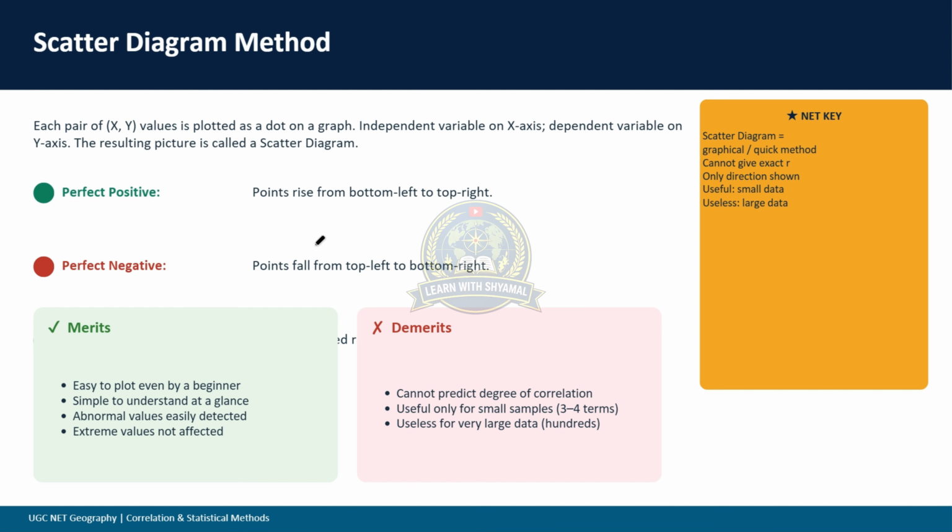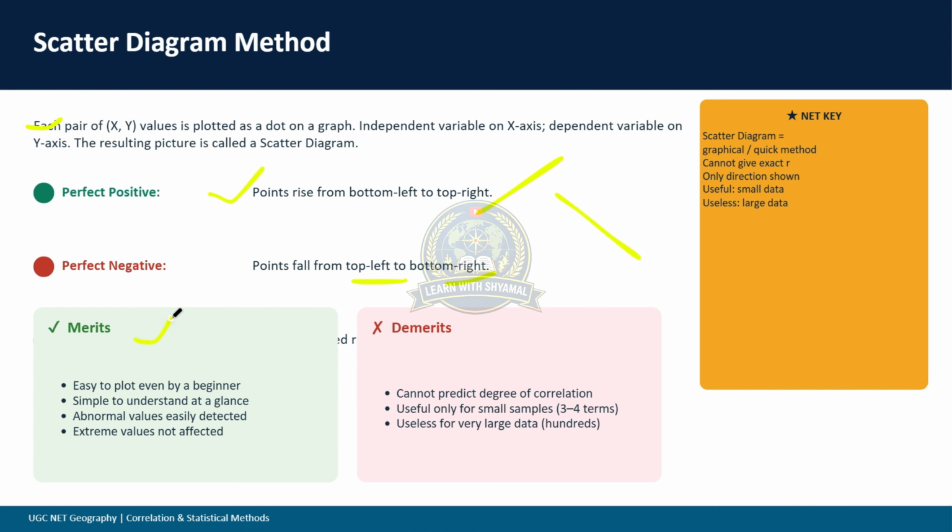Scatter diagram method: each pair of x and y values is plotted as a dot on a graph, dependent variable on x-axis, independent variable on y-axis. The resulting picture is called a scatter diagram. Perfect positive means points rise from bottom left to top right, like this. Bottom left to top right. Perfect negative: points fall from top left to bottom right, like this. Top left to bottom right.